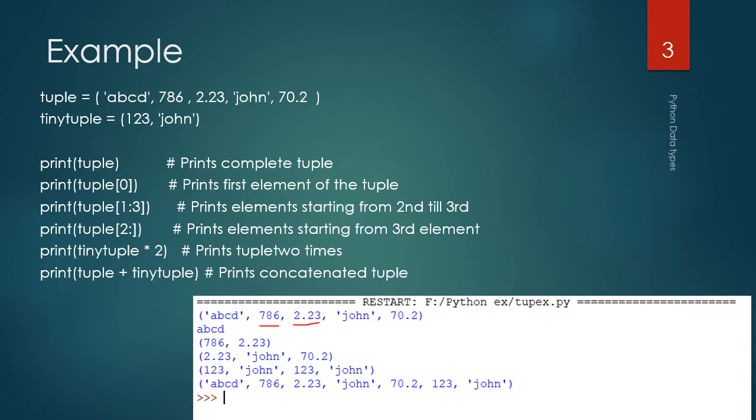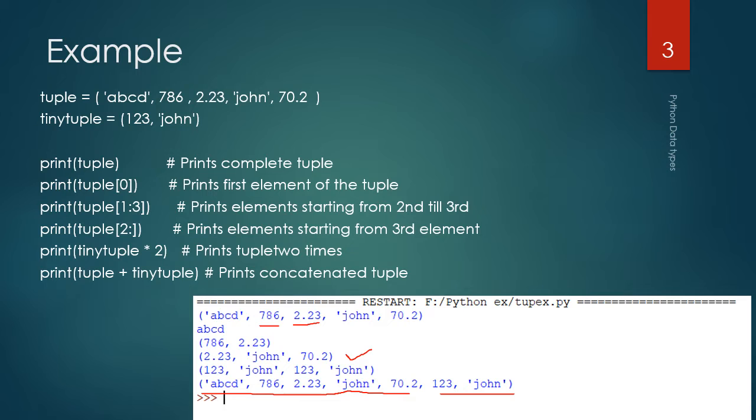Print tuple 2:. Here we haven't specified the end index location, so it will display the elements of the tuple from the second index location to the end of the tuple. Print tiny tuple star 2 will display the tuple 2 times, that is duplication of the tuple is done there. Print tuple plus tiny tuple will display the elements of the first tuple first, to which the elements of the second tuple are concatenated and displayed. So that was an example demonstrating the use of tuple.